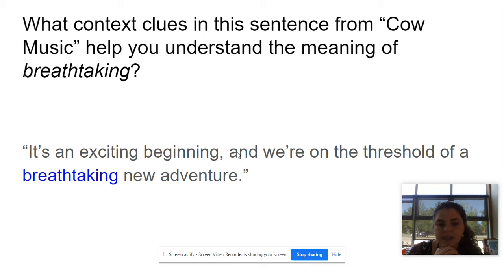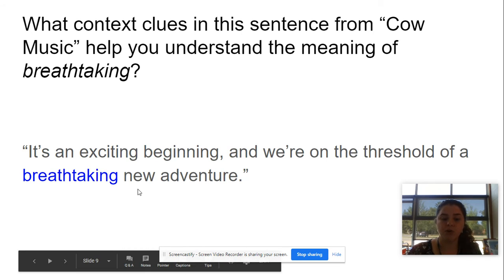What about this sentence? "It's an exciting beginning, and we're on the threshold of a breathtaking new adventure." If I don't know what the word breathtaking is, I need to figure out what context clues from the sentence I can use. Well, I see the word exciting, so that's a positive connotation, a positive meaning. I also see new adventure, again, very positive. So when I think about breathtaking, using my clues from that sentence, I'm guessing breathtaking is a very positive word. It may even mean the same kind of word as exciting. Maybe it's a synonym for exciting. So breathtaking is a positive word to describe a new adventure.